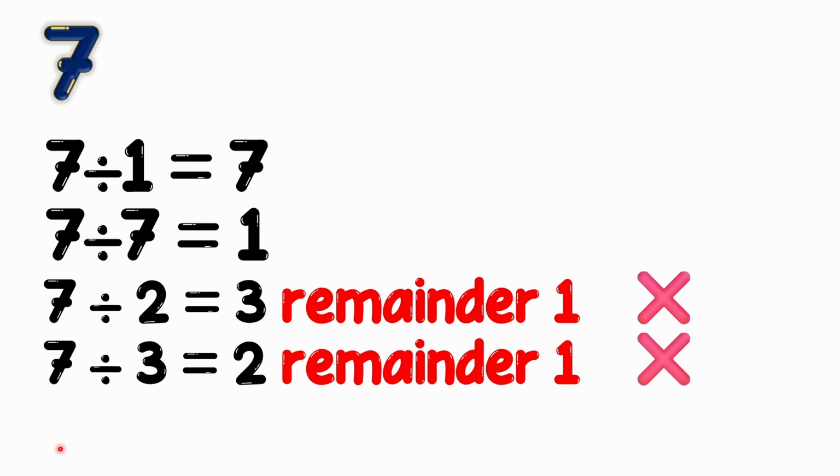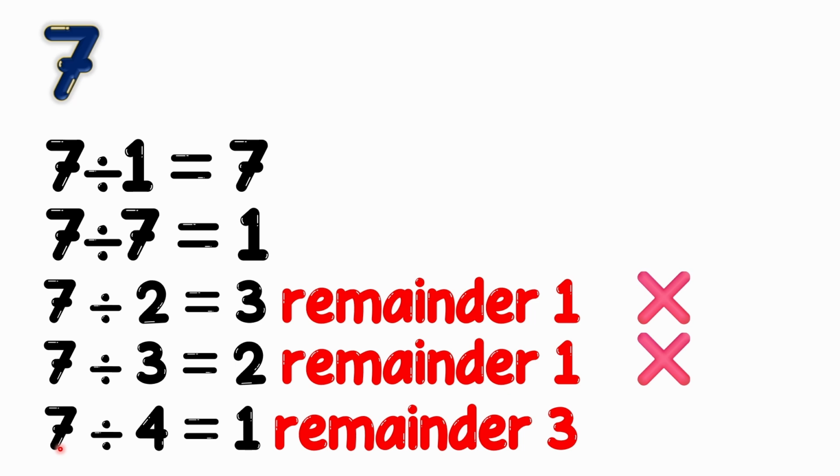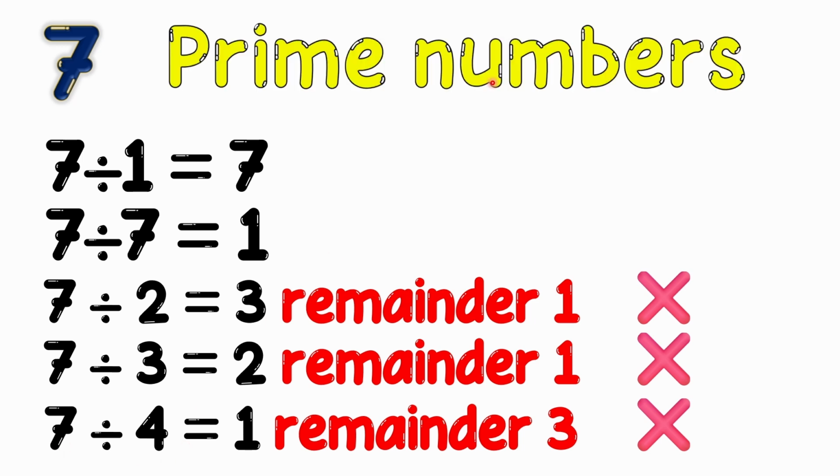So we cannot divide it by 3. Next, 7 divided by 4 equals 1, remainder 3. So again, we cannot divide it by 4. There is always a remainder. So that's why 7 is a prime number. It cannot be divided evenly by any other number except 1 and itself, which is 7.